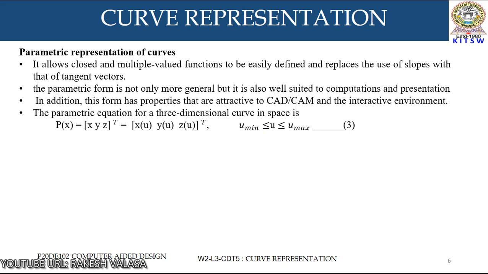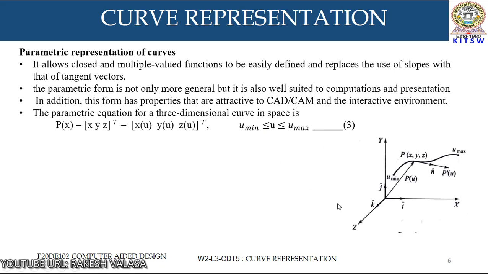This equation implies, as you can see in this figure, let's take one curve and locate one arbitrary point, that is P of x comma y comma z. This curve's minimum point is u minimum, or you can take it as 0, and the u value increases up to u max. The maximum value is 1. This is the position vector P of u. Here P dash of u is the slope or tangent vector, tangent to this curve. Here i, j, k are the direction vectors.